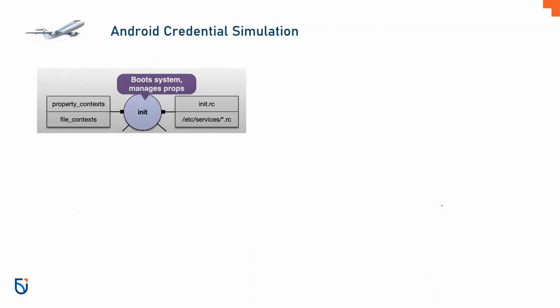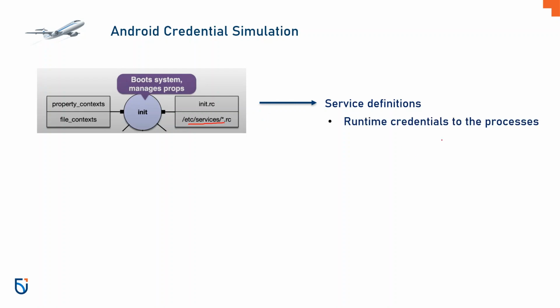In the credential emulation, after booting init and modifying the file system, the author recovered the service definitions from the init files to properly assign the runtime credentials to the instantiated processes. These service definitions contain the Android users, groups, and capabilities information.